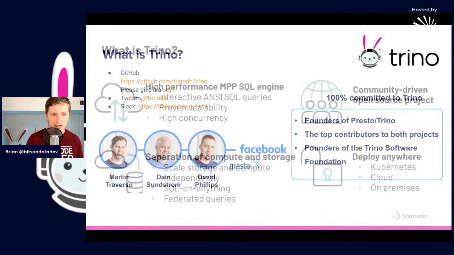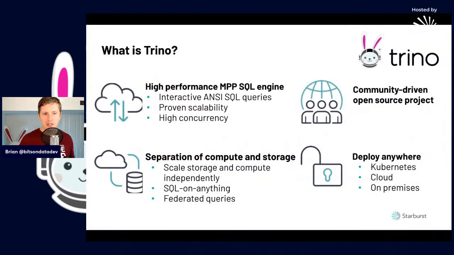So let's talk about what actually is Trino. Trino, as opposed to its Hive predecessor, is an MPP SQL query engine, as opposed to Hive, which was basically an abstraction layer of SQL that was essentially being generated into these MapReduce models.